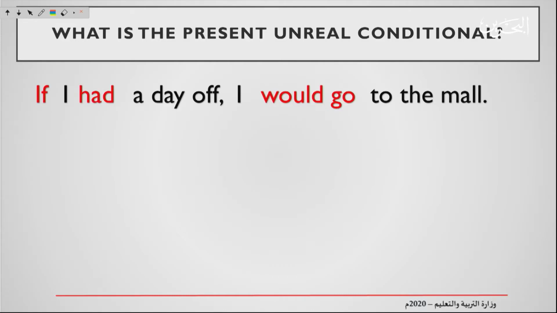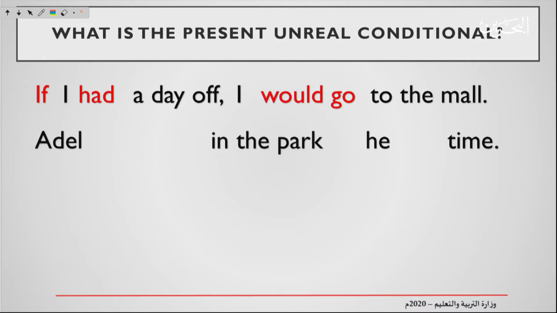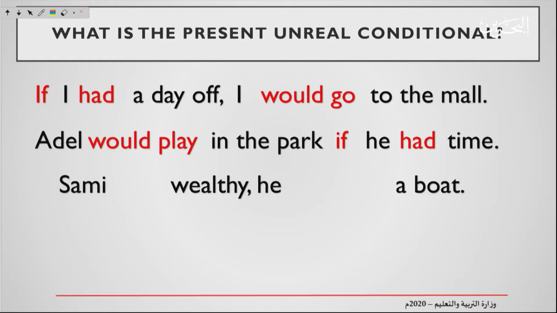Let me show you with another example. Adel, gap, in the park, gap, he, gap, time, full stop. I would like to use the present and real conditional. Look, Adel would play in the park if he had time. Let me show you with the third one. Sami, wealthy, comma, he, comma, a boat, full stop. If Sami were wealthy, comma, he might buy a boat.